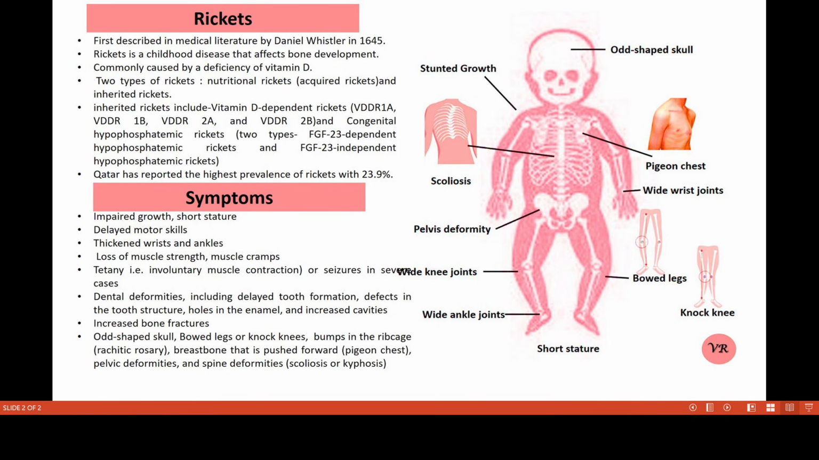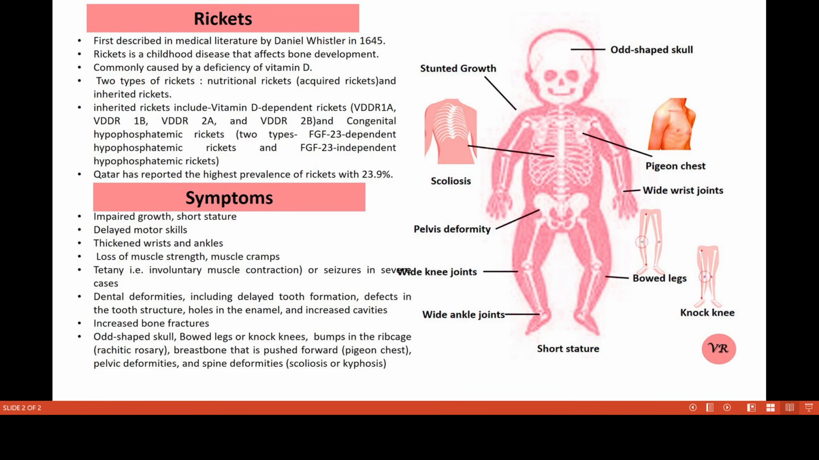Rickets primarily affects the bones and growth in children. Symptoms can vary depending on severity and the underlying cause. Bow legs or knock knees are common signs of rickets, where the legs become abnormally bowed or the knees knocked together. Children with rickets may not grow to their full height or reach developmental milestones like walking as expected.